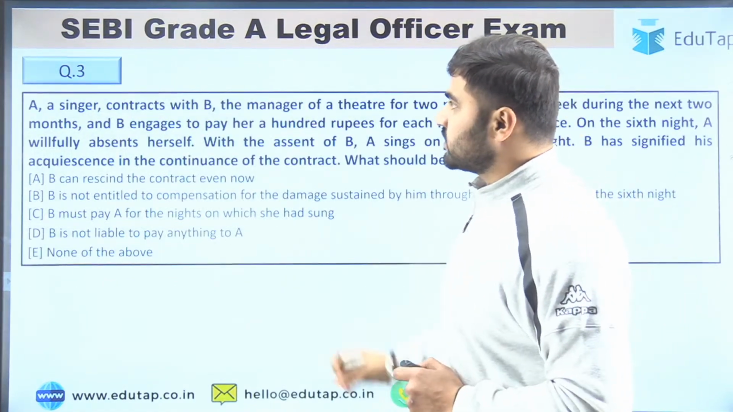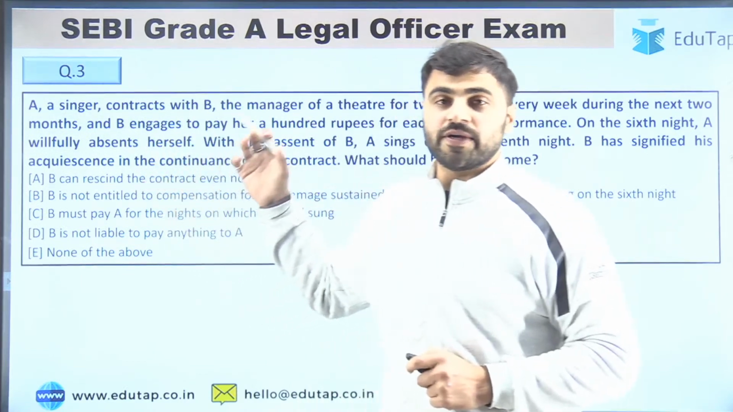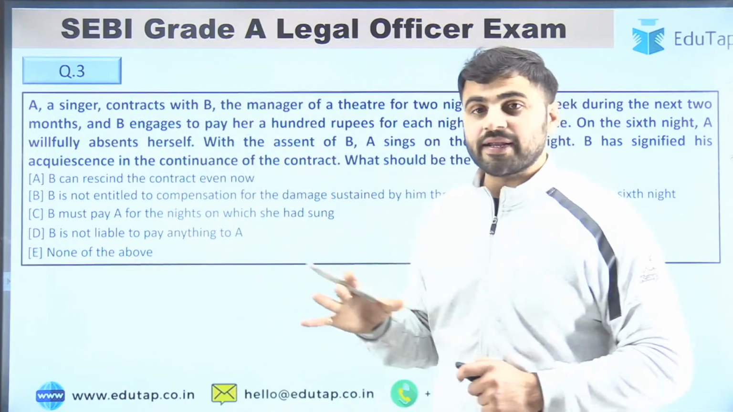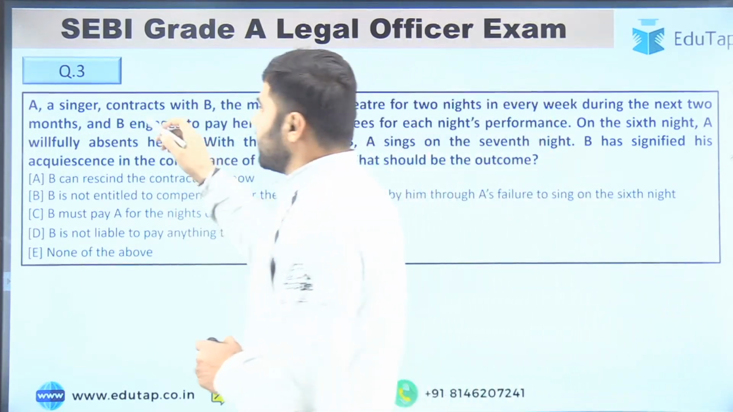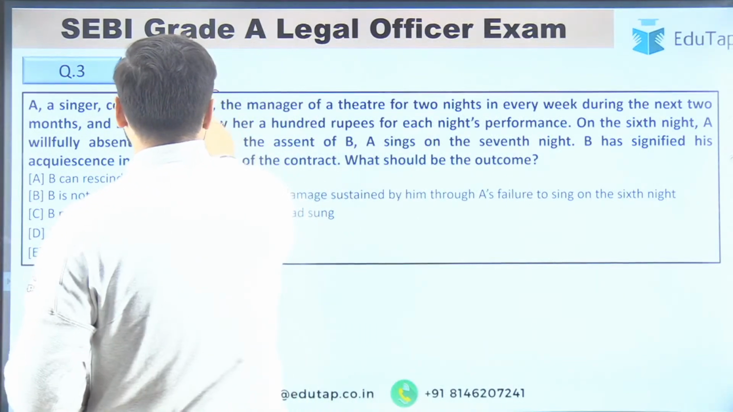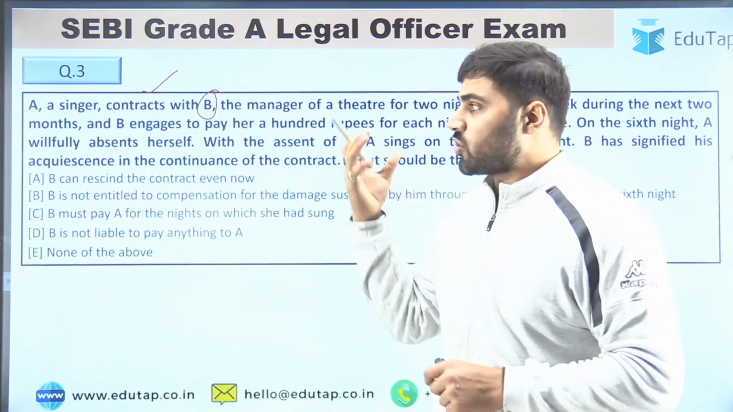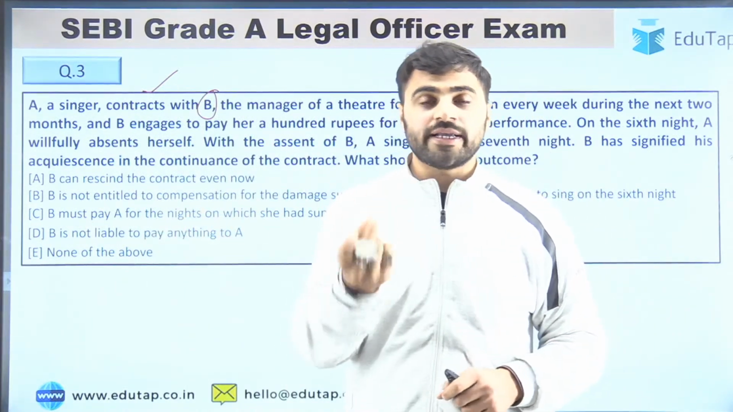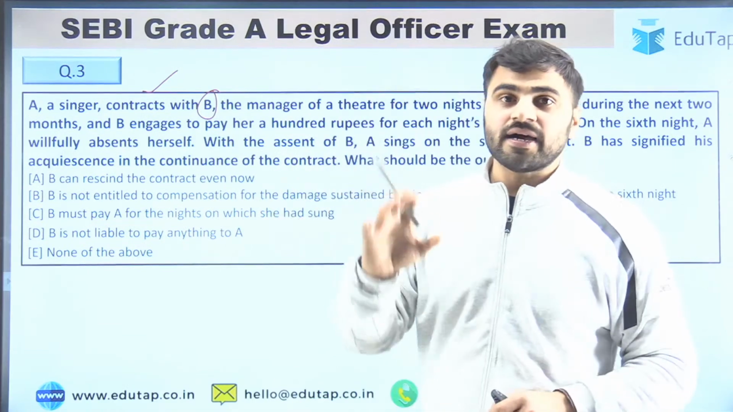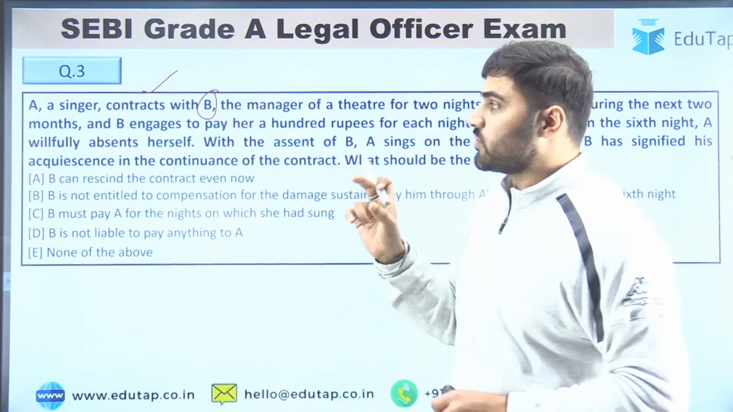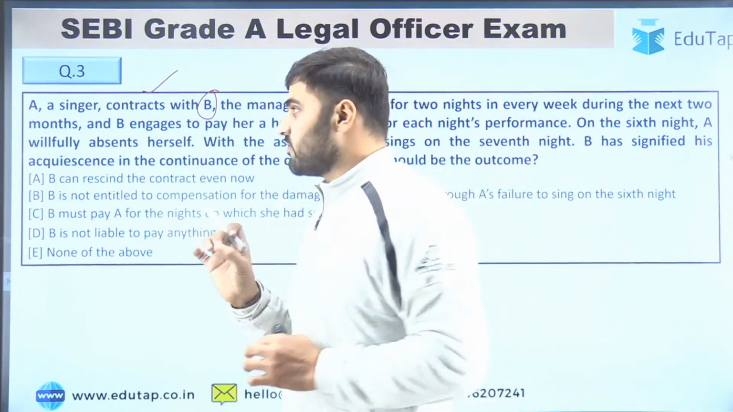Question number 3 is a very important question, based on an illustration mentioned in the Act itself. The question is: A singer contracts with B. Guys, read the illustration properly, because illustrations are very important for the Indian Contract Act and the Indian Penal Code. Illustrations are directly asked from the Act itself, so you must know these illustrations very well, right?